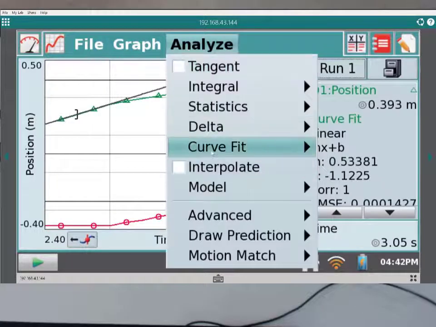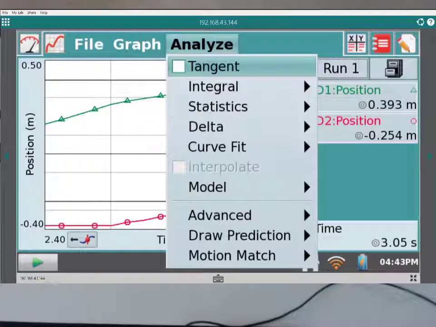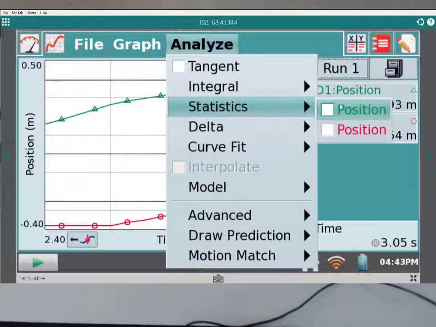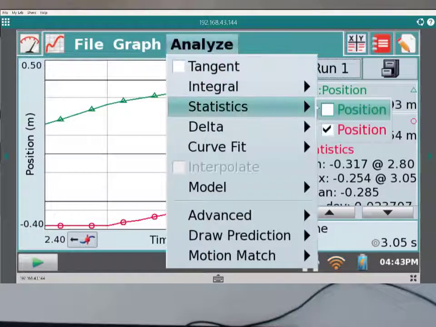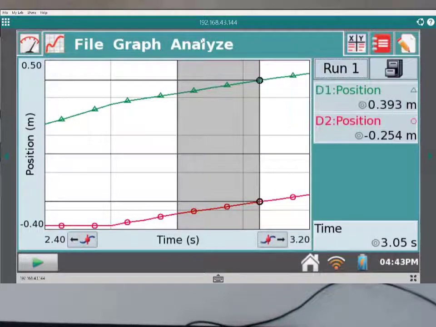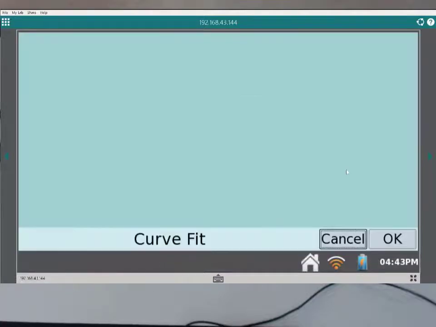Analyze, curve. Let's take off our green one. We've just deselected it, and let's just look at the red one. Doesn't matter which one we pick because they have the same velocity. Did I just do statistics? I don't care about statistics. Come on, Stacy, what are you doing? Curve fit. Want the slope. Red. Here we go.